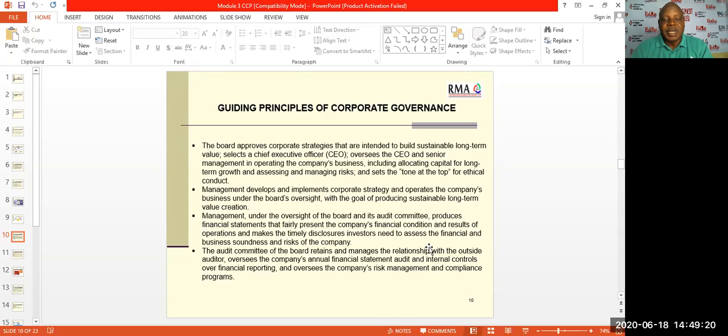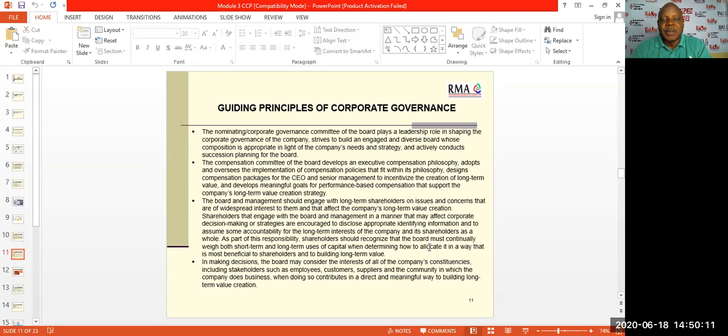Management, the second principle, that management should develop and implement corporate strategy and operate the company's business under the board's oversight. So management should develop and they should implement after they have obtained the approval of the board of directors. Of course, management under the oversight of the board and its audit committee should be able to produce financial statements that are fairly representative of the company's financial position or condition. And of course, the audit committee of the board should retain and manage the relationship with the outside auditor. That is a key principle that must be taken into account. The whole essence of this is to ensure the independence of the audit function.